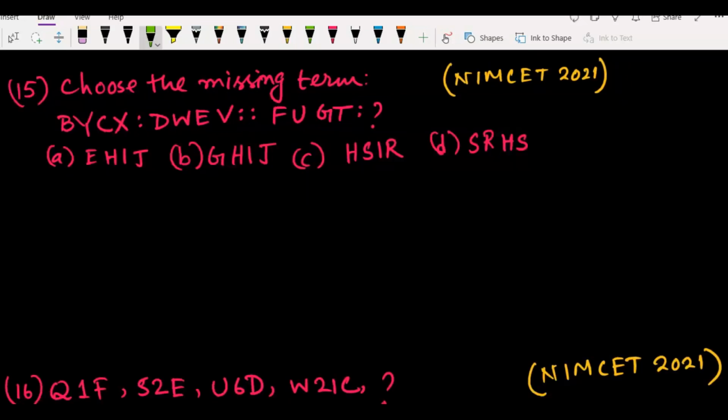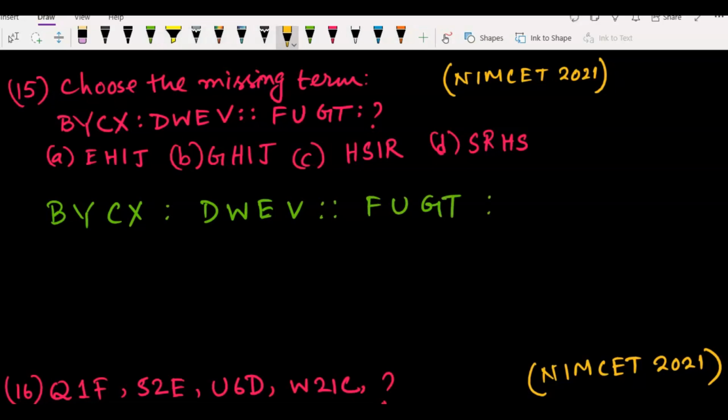Let's do this. So we have B, Y, C, X, then D, W, E, V, then F, U, G, T, and we have to tell the next. B is 2, then D is 4, and F is 6. So we are seeing the difference of 2. So 6 plus 2, that is 8. 8 means H. So what will be the answer? You see, only one option starts with H, that is option C. So C will be the correct answer.